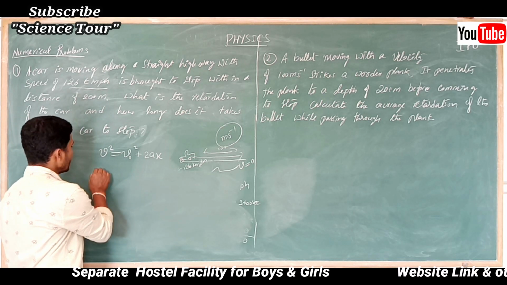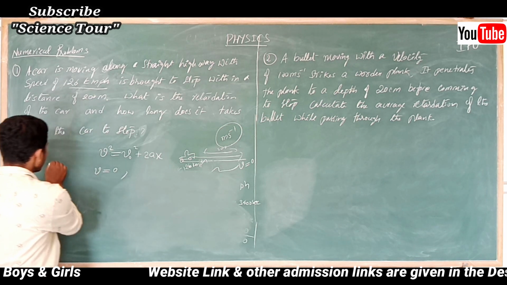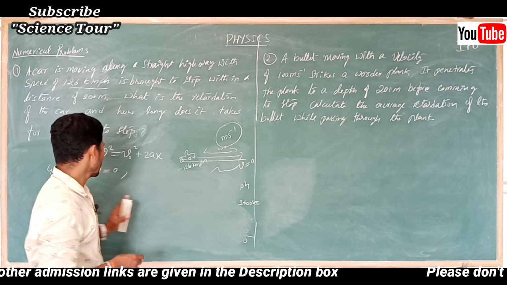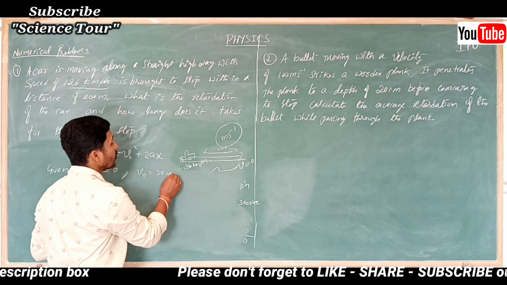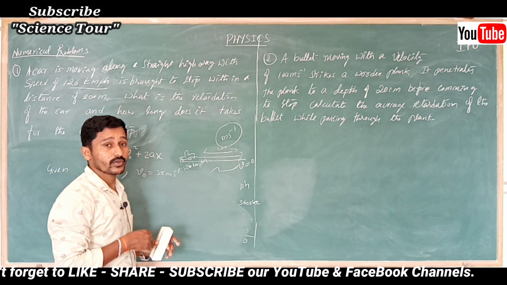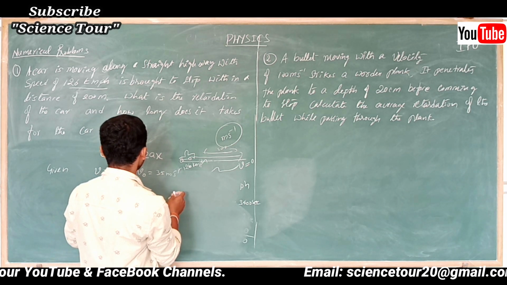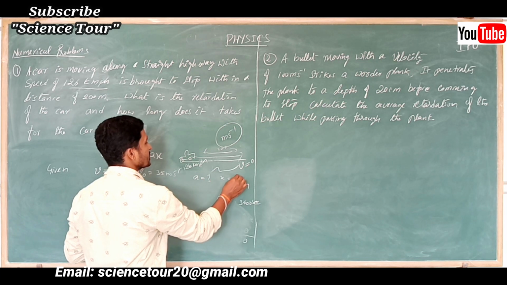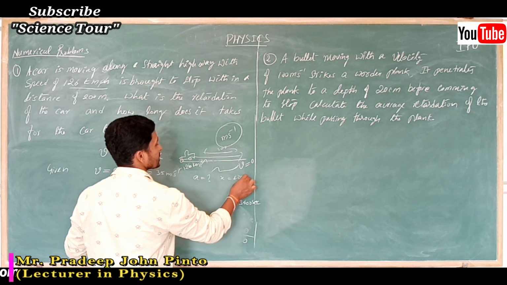What is given? Final velocity is 0, because it is going to stop, right? Initial velocity is how much? We calculated here 35 meter per second. It was 126 kilometer per hour, but we have calculated in meter per second, so it becomes 35 meter per second. Then what we have to find out? Deceleration we have to find out. x is how much? 200 meters. 200 meters it has travelled.